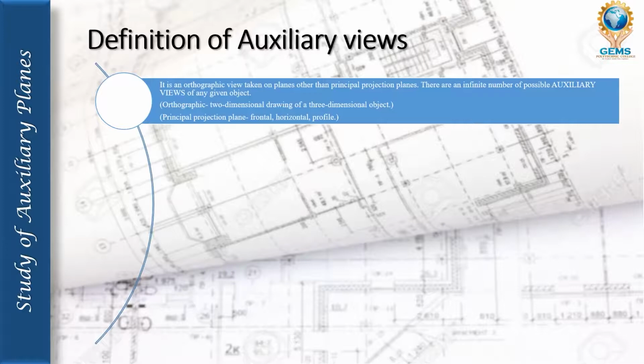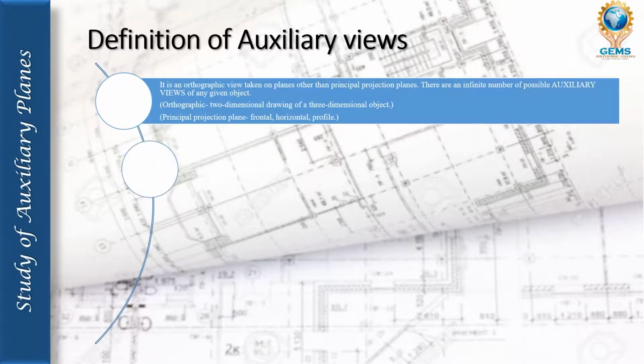Okay, see what is the meaning of orthographic view and principal projection planes. Orthographic view means I have to draw the 3D object as 2D. Principal projection plane means there are three planes: vertical plane, horizontal plane, and profile plane. These three planes are called principal projection planes.